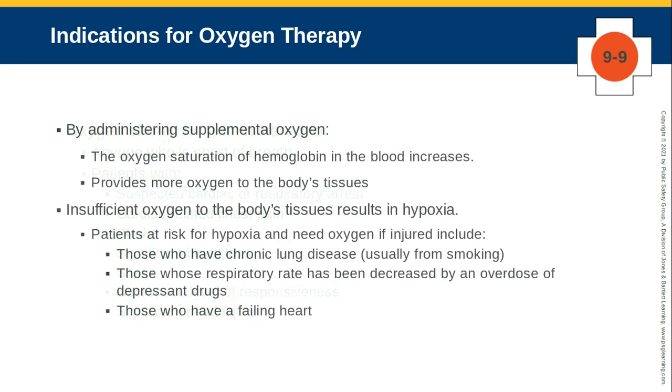Now, to administer supplemental oxygen, we'll choose a device depending on that. But what happens is we're basically, again, going to boost oxygen from the atmosphere at 21% to a much, much higher concentration that allows for better perfusion to the body's tissues.